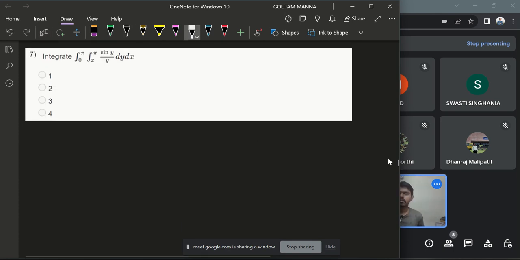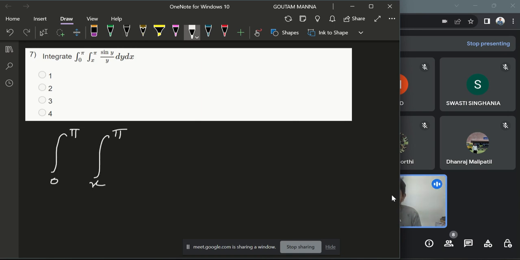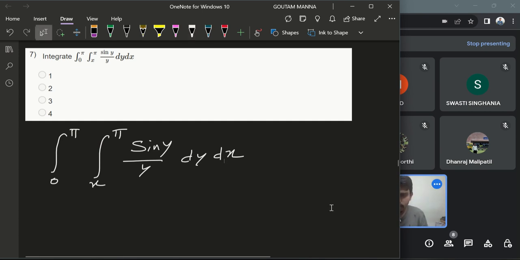Okay, so the next problem, we have to integrate from 0 to pi. X will be going from 0 to pi, y will be going from x to pi, and we have to integrate sin y by y, dy dx. Doing this integration will be tricky, so we'll try a different way.